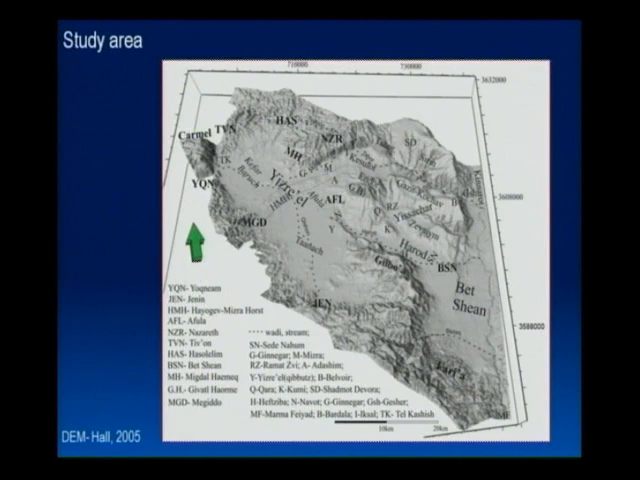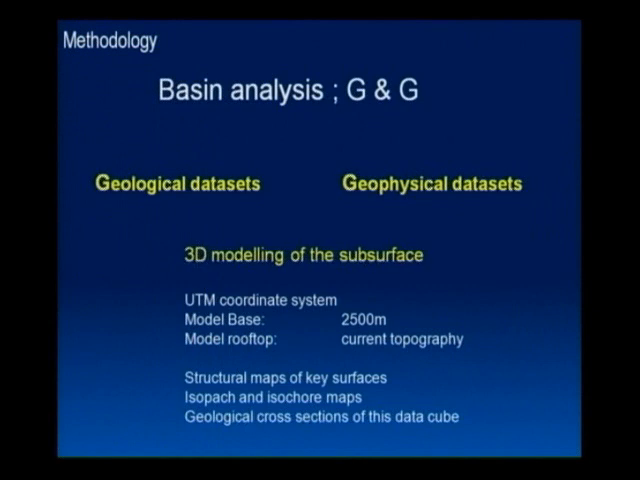So how do we approach an area like that, which is mainly flat-lying, and we really don't see the structure itself buried beneath? So of course we use various techniques. We call them by a large name, the basin analysis approach. It's the G and G. We combine geological and geophysical data sets together.